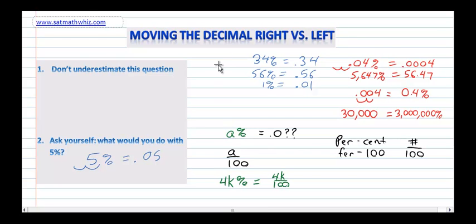For a over 100 and 4k over 100, if we had to find the percent of something, we could multiply some whole number by a over 100 or by 4k over 100, just like we would have multiplied by 0.05 in previous situations. It would work the same way.